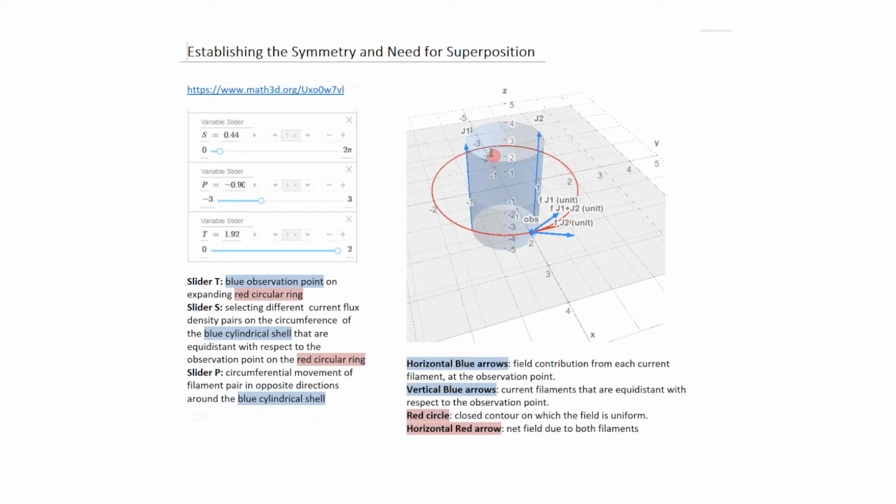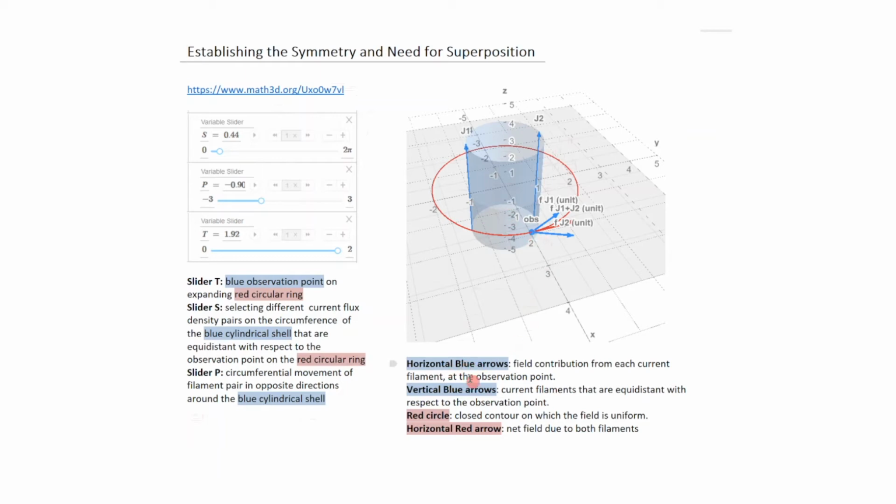You can then choose to reduce the radius of the shell and do the same thing over again. So in effect, what we can do is map out the whole region of current flux density by just considering basically two current density, flux density filaments, and these filaments basically are equidistant with respect to the observation point.